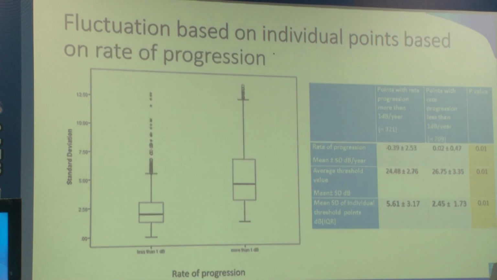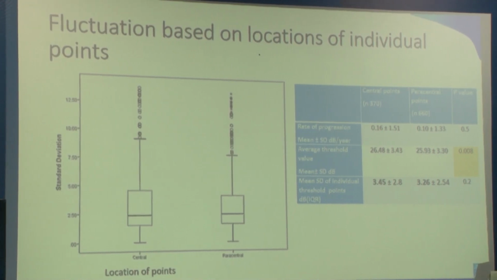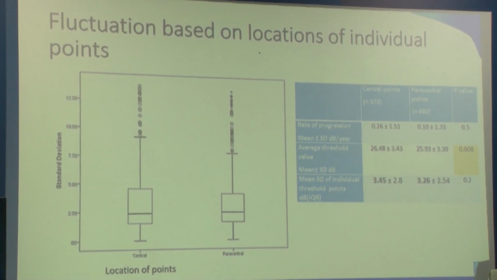When we compared the individual points based on rate of progression, the points which had a rate of progression of more than 1 decibel per year definitely showed a higher standard deviation of fluctuation, which was around 5.61 decibels. They also had a higher rate of progression and depressed threshold values as compared to the other points. When we compared these points based on location, we did not find any difference in terms of fluctuation. However, the central points showed better threshold values.